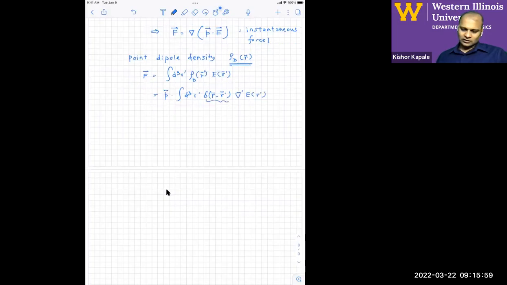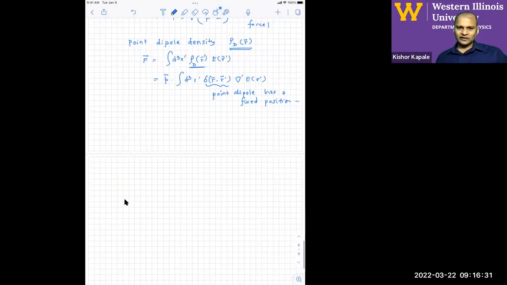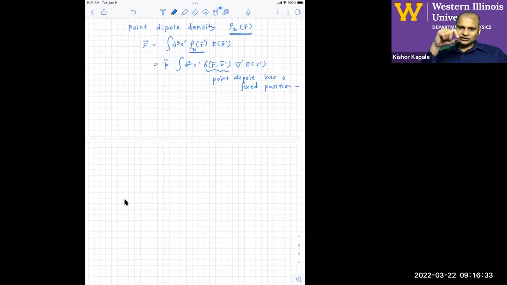Okay, so what that delta function basically means is that the point dipole has a fixed position. Right, so what we are basically doing is replacing rho D with the delta function because it's now fixed in space. And so at that position in space, you have to calculate the gradient of the electric field, and that's going to determine how the charge is going to move.